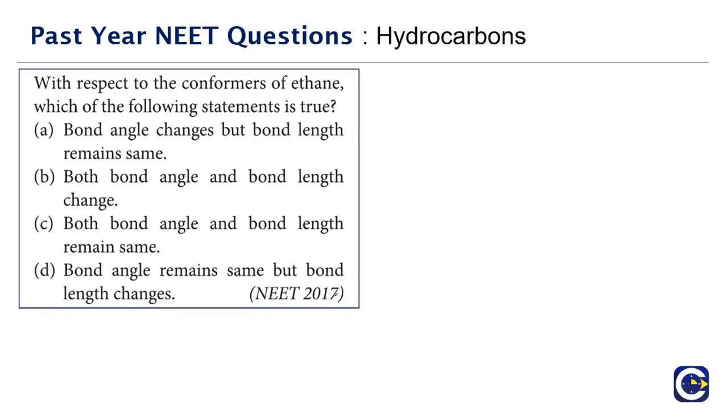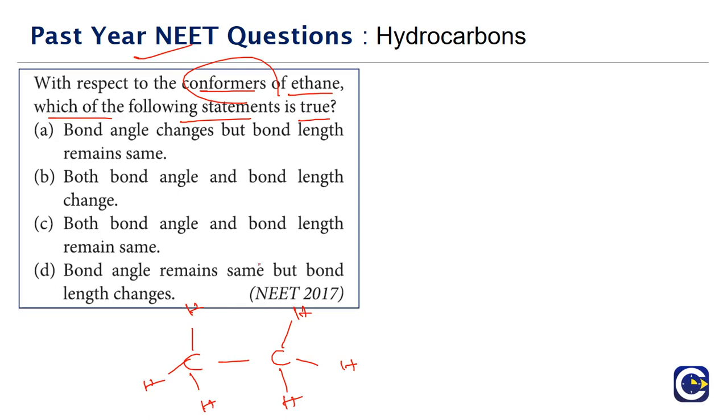Next, we have another question that has come in the NEET 2017. With respect to the conformers of ethane, which of the following statements is true? Conformers means the conformational isomers. They are asking which of the following statements is true. So ethane, if you look at it, has carbons, each of them attached to 3 hydrogens. Now we need to identify which of them is a true statement about the conformational isomers of ethane.